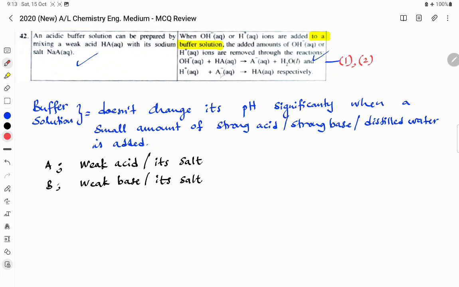Yes, that is true. But it is not the only case in which a buffer solution is prepared. We can use a weak base and its salt. So it is not explained here. Therefore, this statement can be taken as a statement which explains the first one, and as well as it doesn't explain the first one. So the answers will be first one and second one.